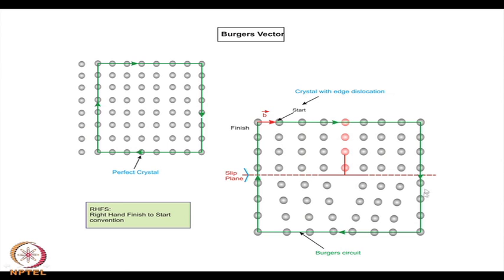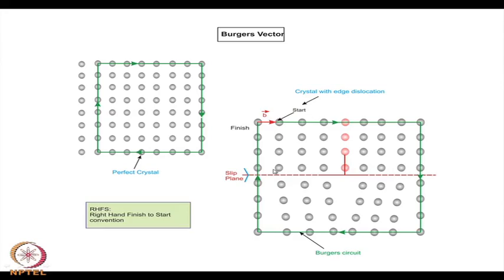So, you draw this Burgers circuit taking equal steps in all 4 directions, and you will find there is a gap formed. You have started with this point and ended up with this point, and this distance becomes your Burgers vector. So, basically it is the unit distance of movement on the slip plane and in the direction of the movement of the dislocation, because that is the movement which has caused the formation of the dislocation. Okay.